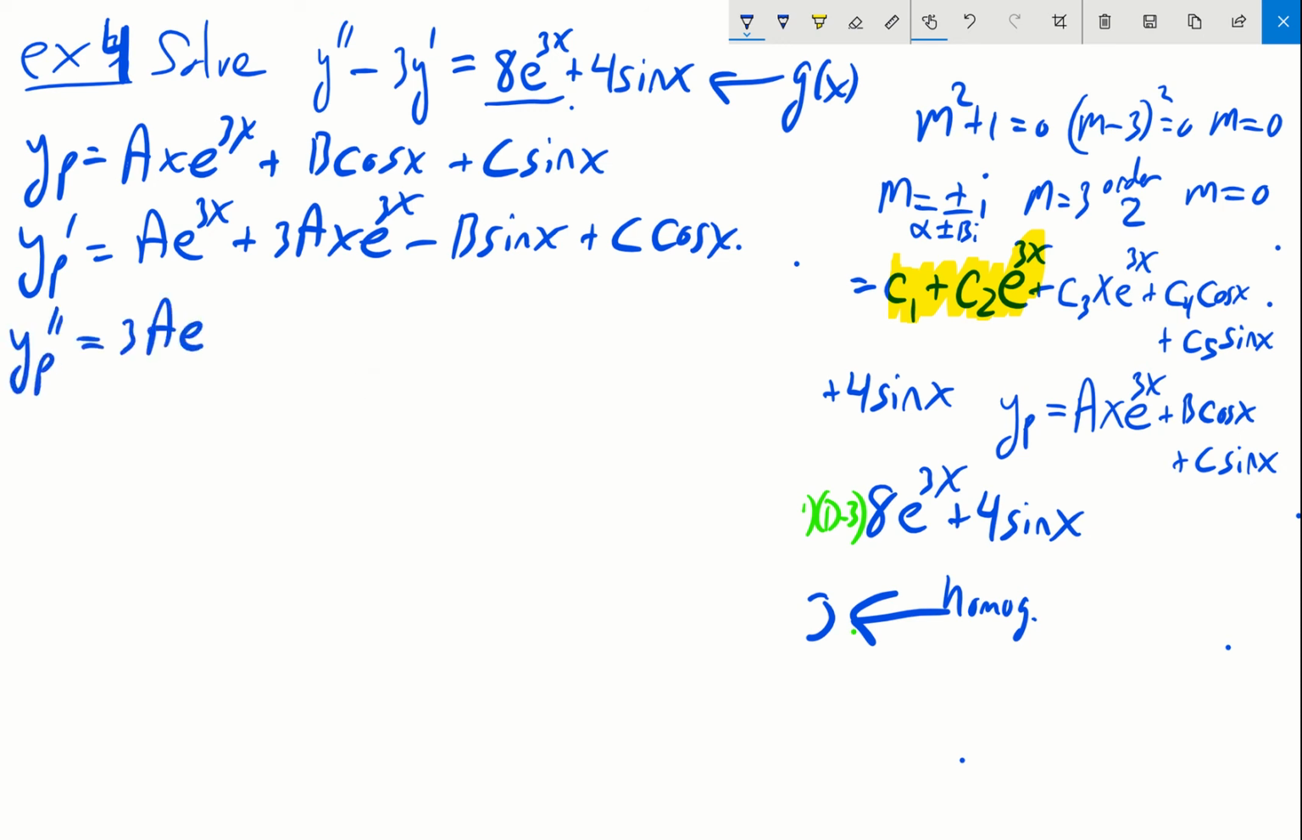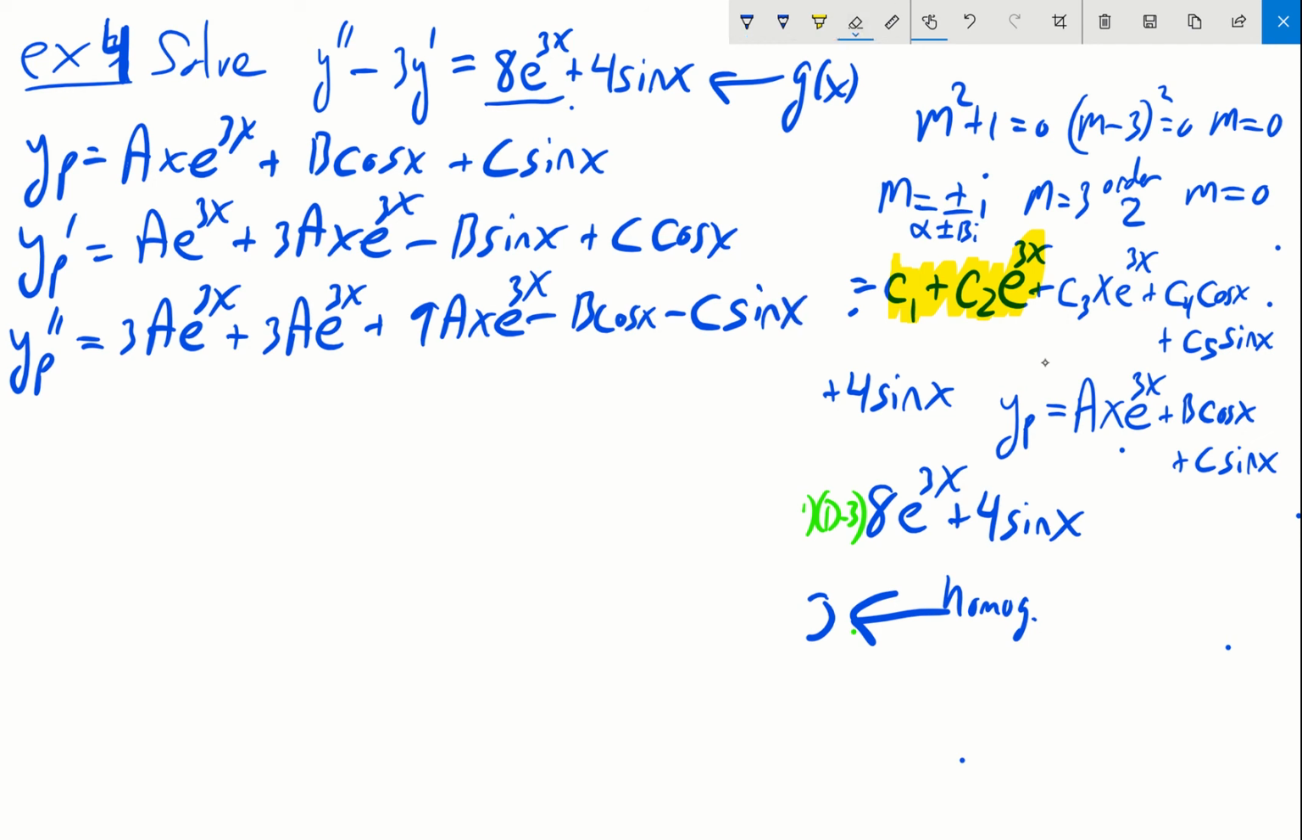Let's go ahead and take the second derivative. We're going to get 3A e to the 3x plus, using a product rule here, 3A e to the 3x plus 9Ax e to the 3x minus B cosine x minus C sine x. We're now going to plug it into the differential equation.